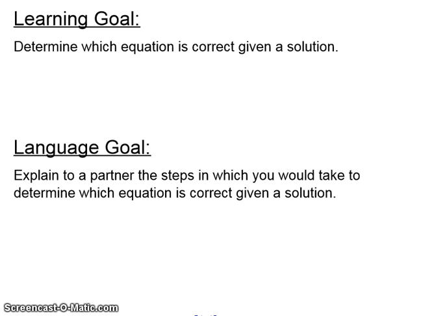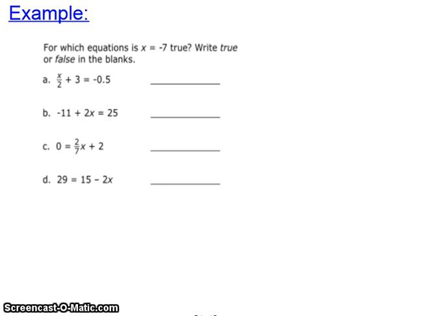Your learning goal says determine which equation is correct given a solution. And your language goal says explain to a partner the steps you would take to determine which equation is correct given a solution. Your example says, for which equations is x equals negative 7 true? Write true or false in the blanks. So I want to first highlight x equals negative 7, and then I also want to underline the word true.